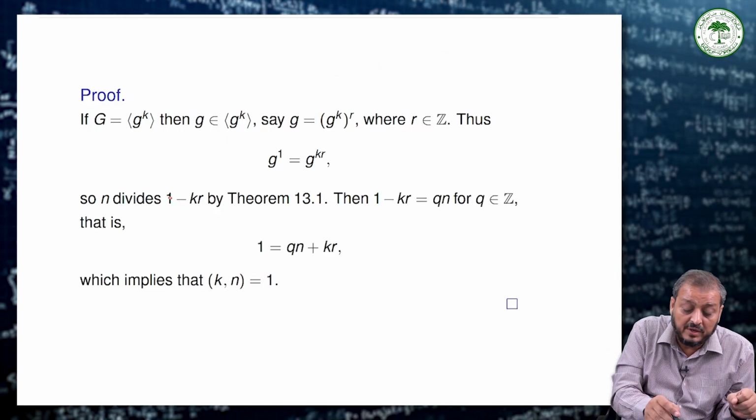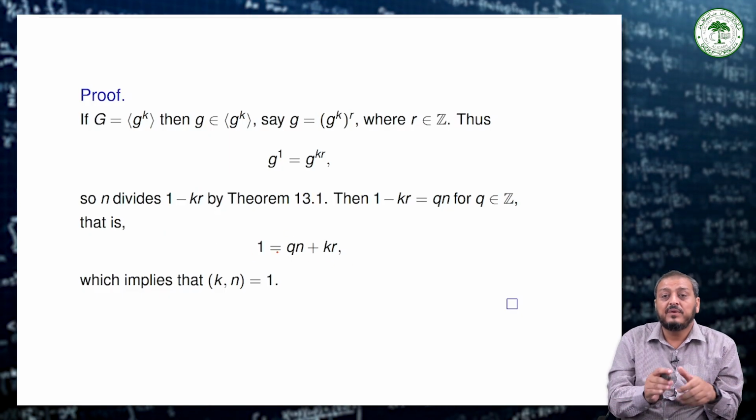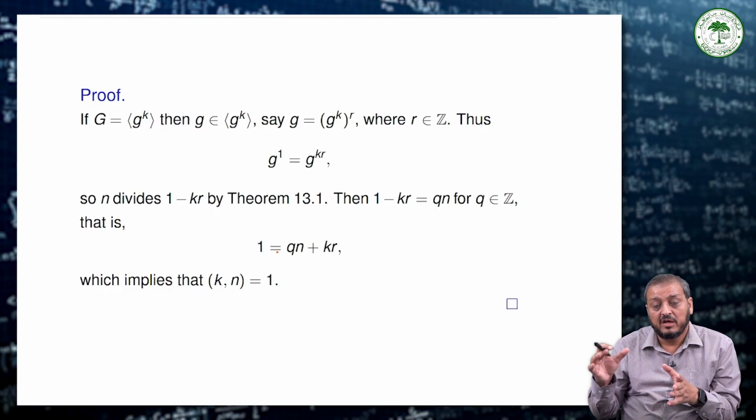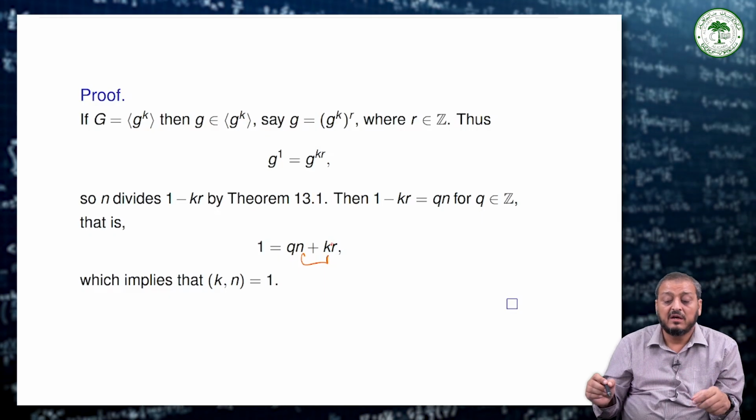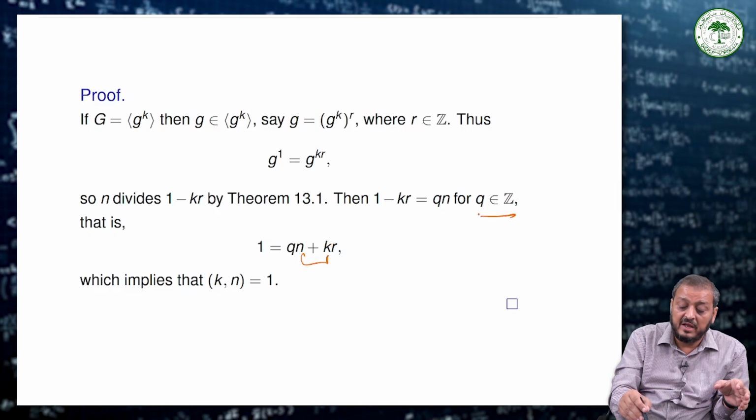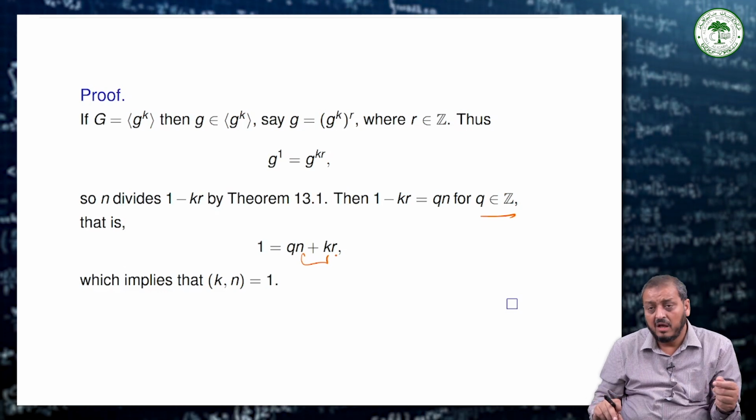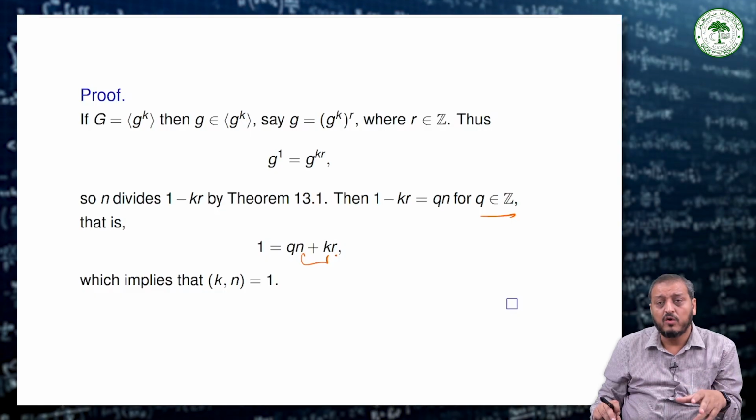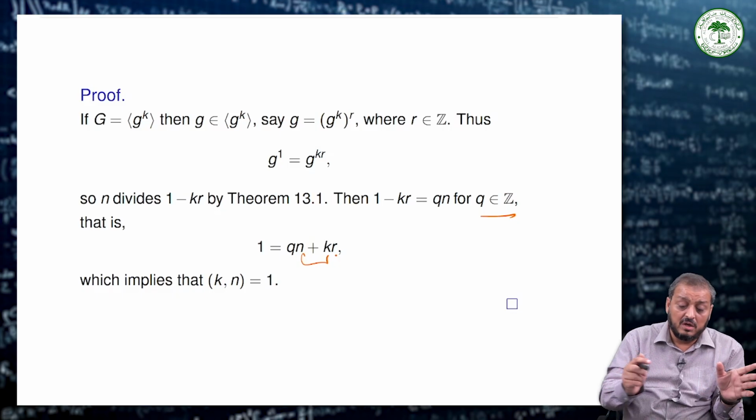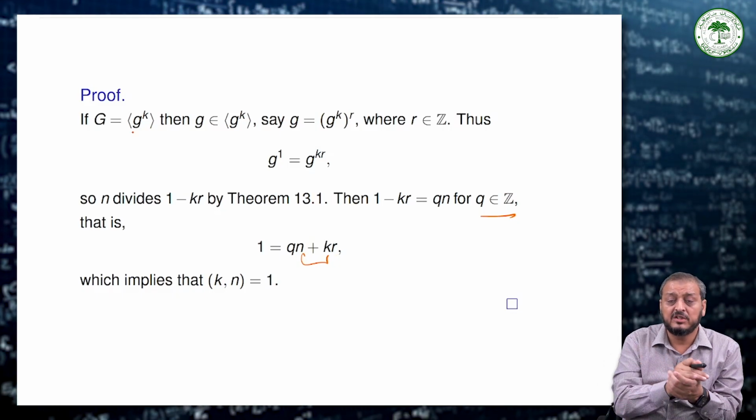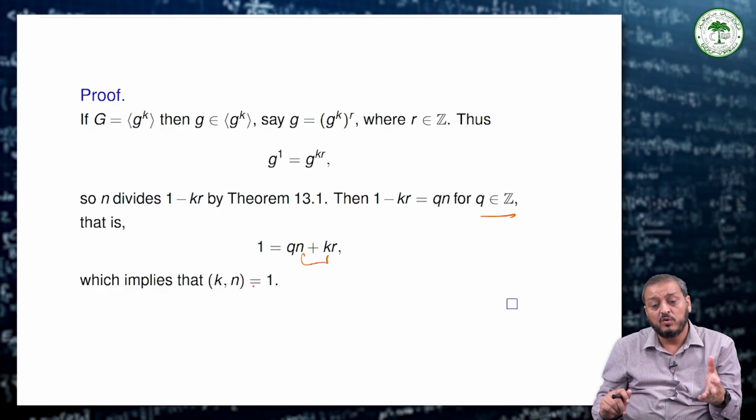and if n divides 1 minus kr, then 1 can be written as qn plus kr, where q is an integer. Then n and k are relatively prime. That is the result we can easily prove by the division algorithm using its properties. So if G is generated by g to the power k, then we have shown that k and n are relatively prime. Now we have to go in reverse.